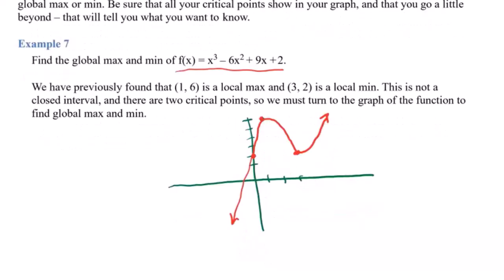If we want to find the global maximum or minimum, we found the locals. Well, we can see that this is not a global maximum because this function is going to continue to rise. And this is not a global minimum because this function is going to begin to fall. So we don't have a global maximum or global minimum.